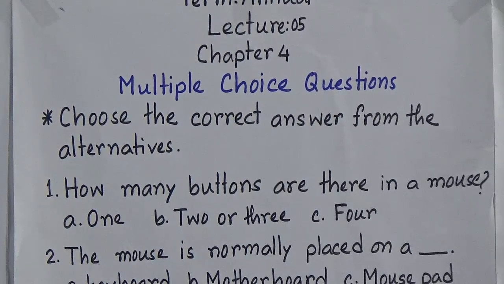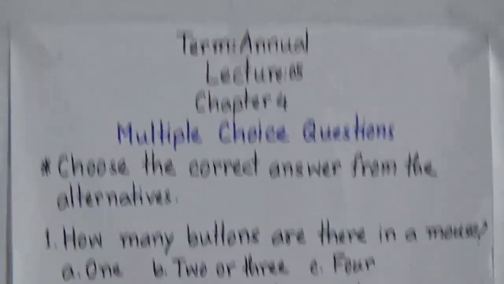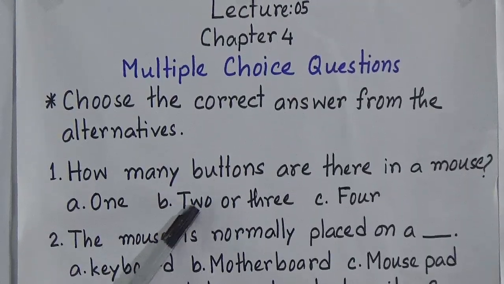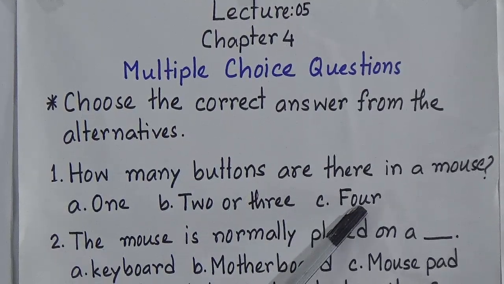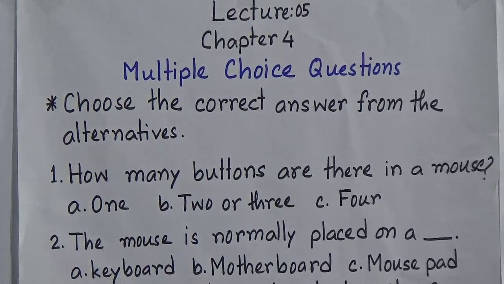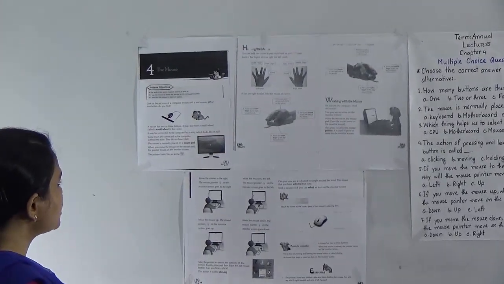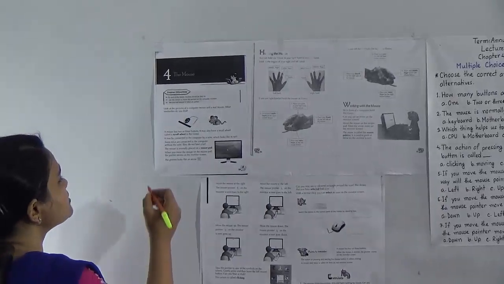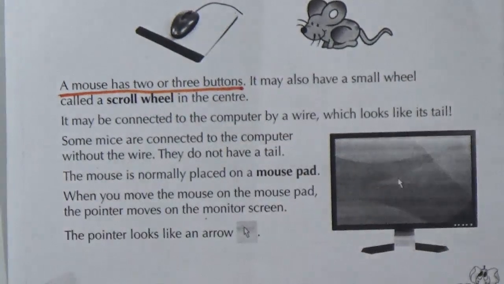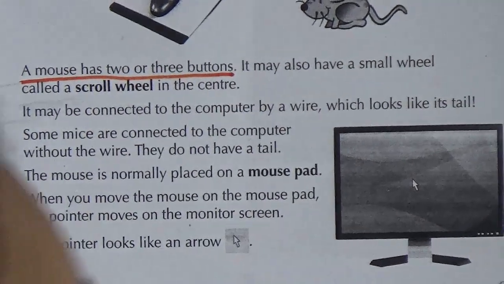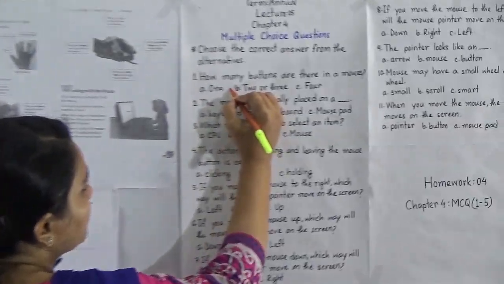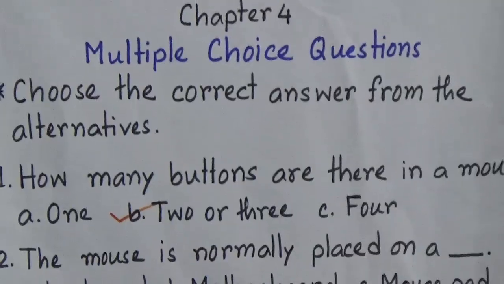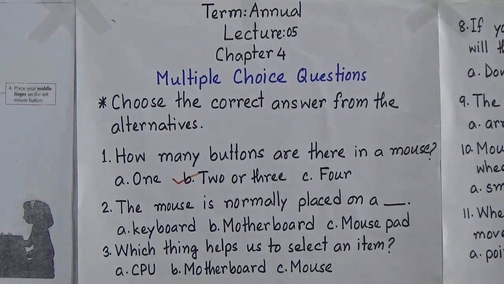I know all of you know the answer, and the option A is 1, option B 2 or 3, option C 4. I know all of you know the answer, and if you don't remember the answer, now go to page number 25. Now look, it's written there. A mouse has 2 or 3 buttons. So our correct answer will be B. That means 2 or 3.